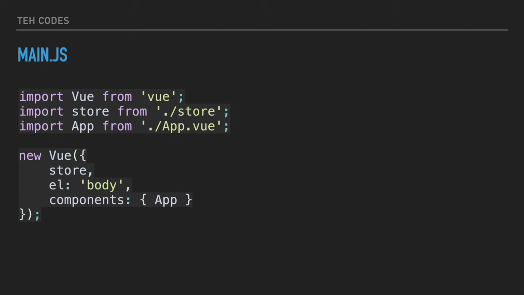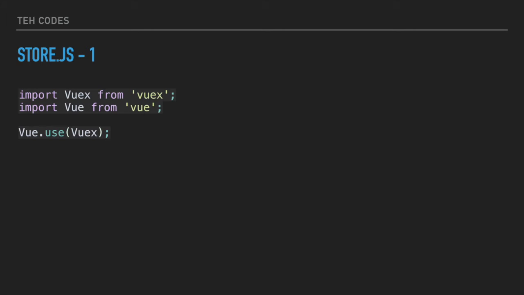As you can see in the configuration option there for the new Vue instance, we've got a store key. Now that's ES6 object literal shorthand for store: store. So it's just binding in a property with the same name as a variable in the current scope. And it's bound to the body element, as I described before. And there you go, we're passing in the app component as a child component so that it can be properly initialized.